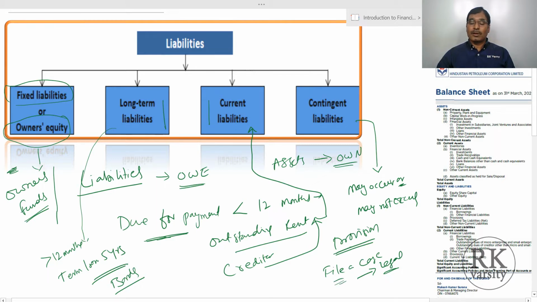Also, we may not know exactly how much tax is actually paid. We paid some tax, but we are not sure whether that amount is sufficient or not. So in that case also, we create a provision for a contingent tax provision.